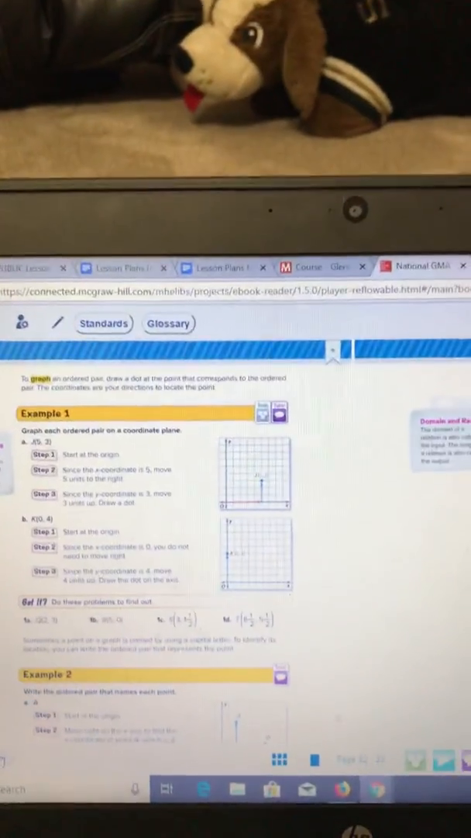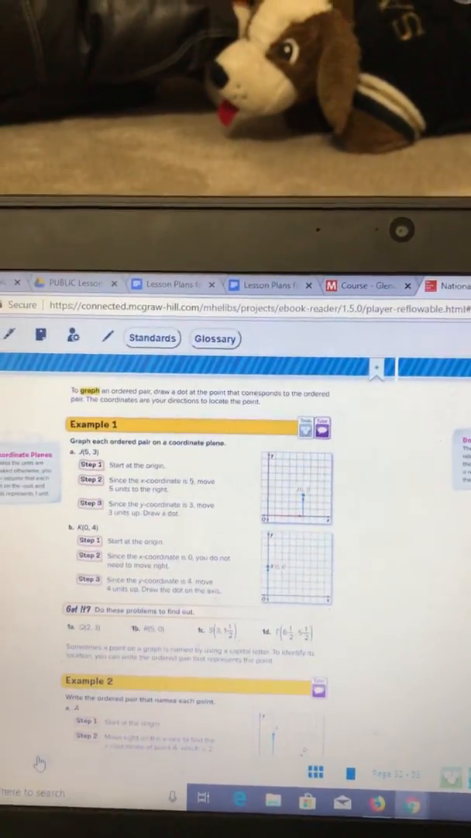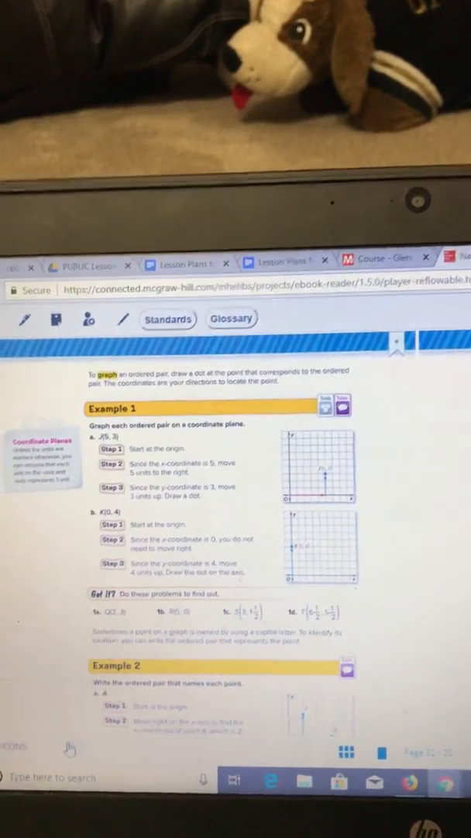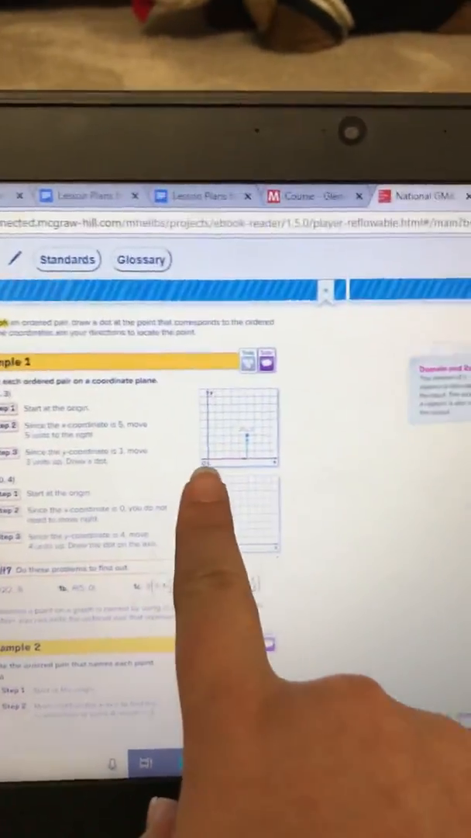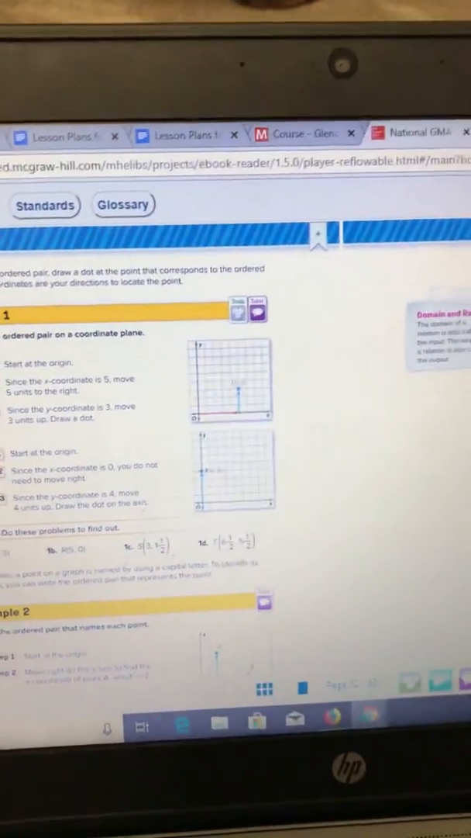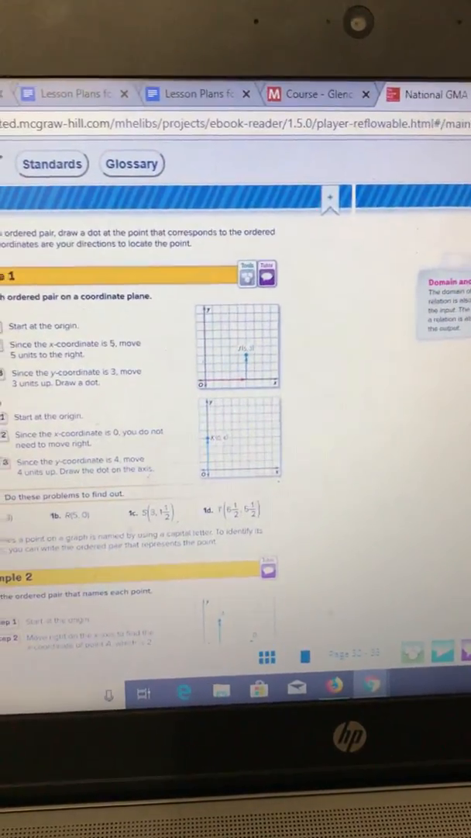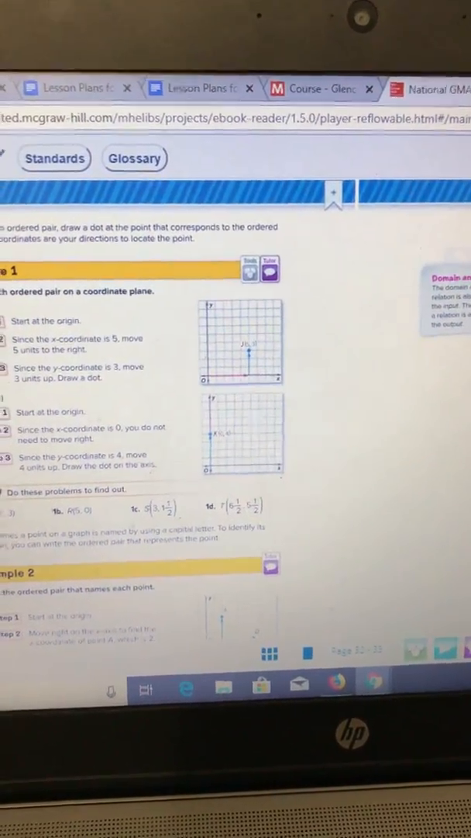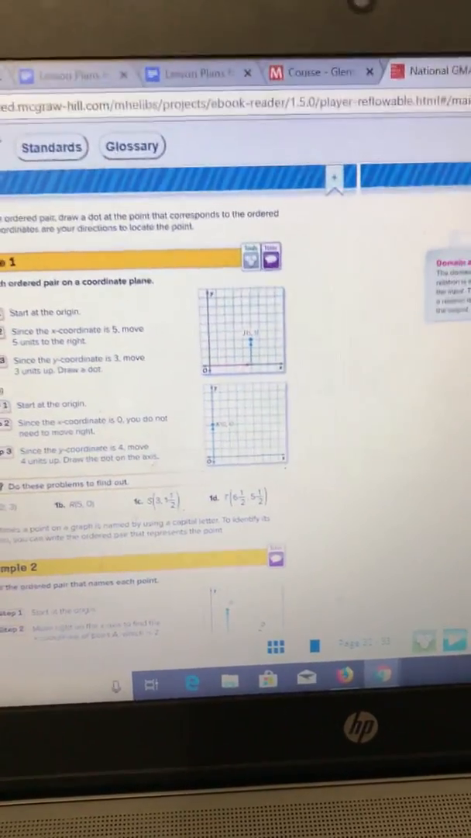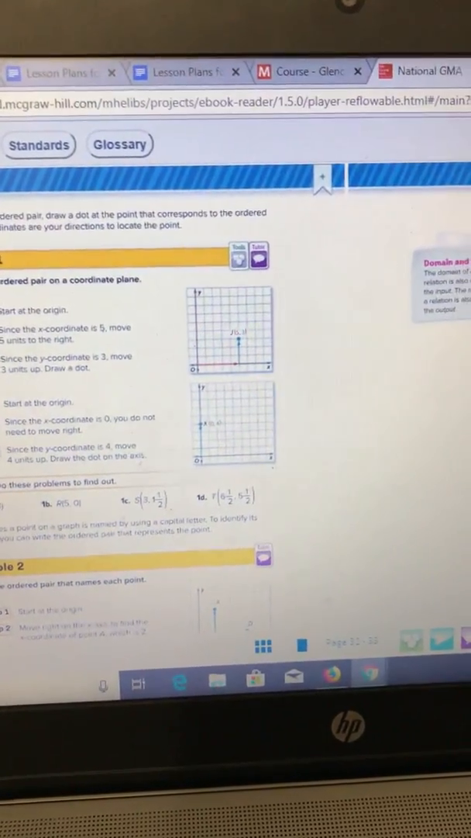So it tells us in example 1 how to graph an ordered pair. I know that some elementary teachers taught you to literally draw a line on the graph that goes over and then draw one up, but we don't want to do that. We want to have just our points on the graph. So if you need to do that, kind of lay your pencil on the paper, but don't necessarily draw on the paper. All right?